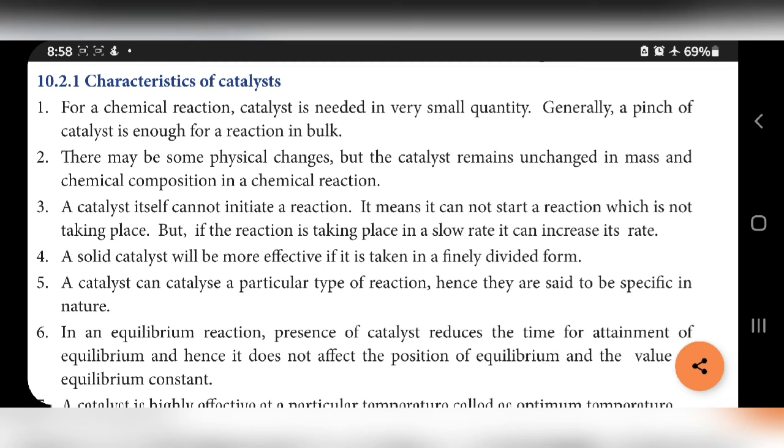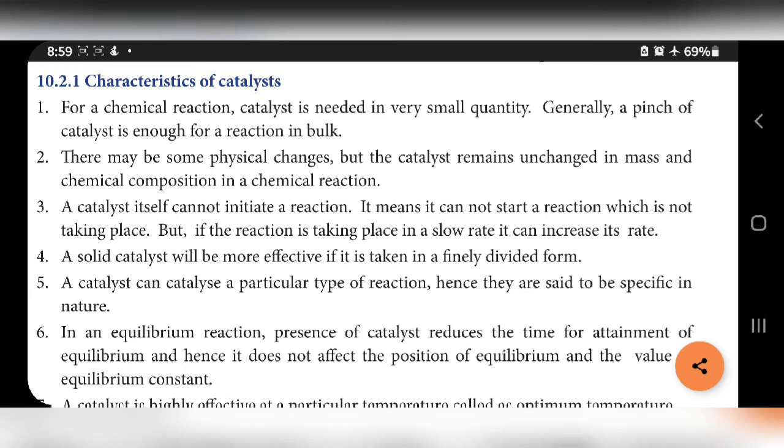Second point: there may be some physical changes, but the catalyst remains unchanged in mass and chemical composition in a chemical reaction. If you add 1 gram of catalyst, then after the reaction is complete you will again get the same 1 gram of catalyst. So mass is unchanged and chemical composition is also unchanged.